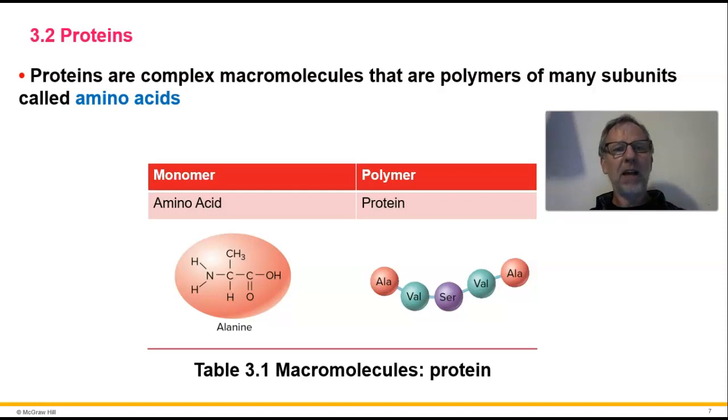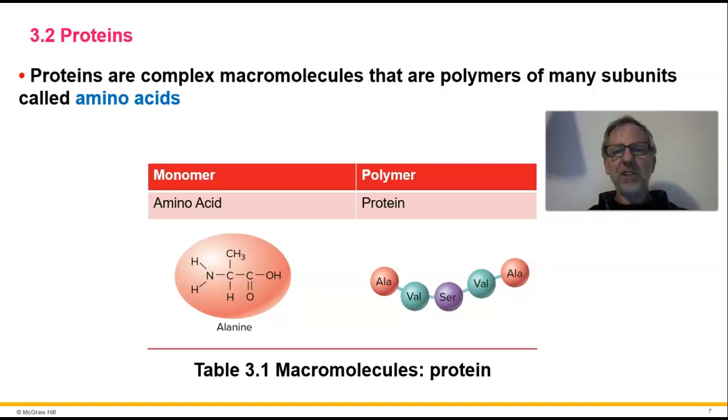Proteins are complex macromolecules, very complex, very huge, and they are polymers. They are big long chains of little subunits, little monomers called amino acids. So the monomers of the protein group are amino acids. This figure summarizes the structure of an amino acid, showing you molecularly what they are made up of, and we're going to go over that on the next slide. And then on the right hand side of this table, you can see a protein.